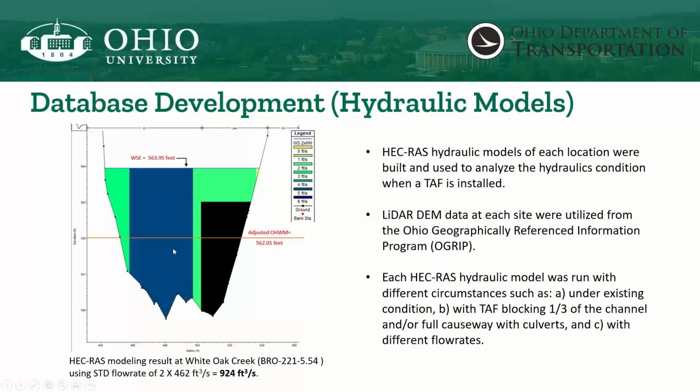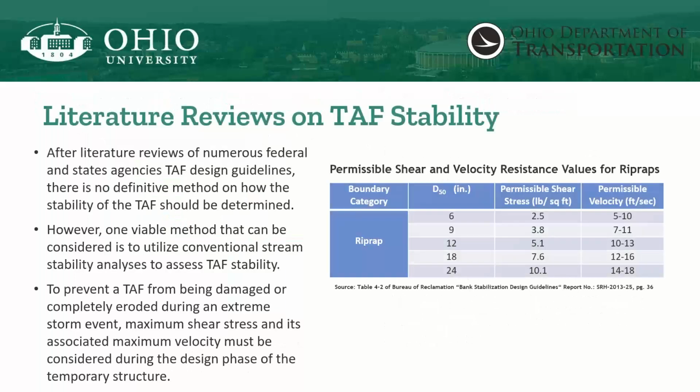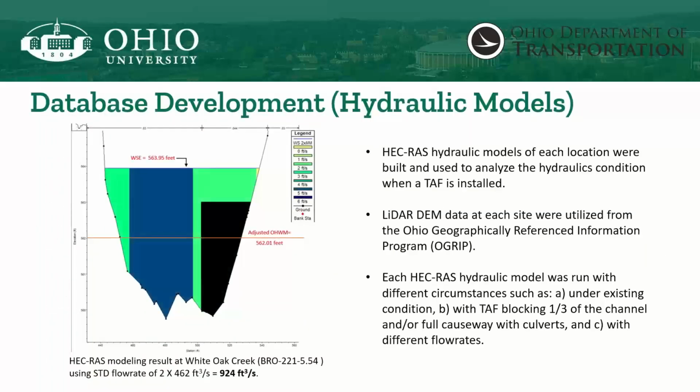So here you already see what happens, right? This is the ordinary high water mark, 562.01. But the model says that by putting the TAF in the channel, the backwater at 563 is well above the ordinary high water mark. So that already fails the current design requirement. Okay, so that's what we did in the second approach: develop each site with a hydraulic model and then see what happened hydraulically.